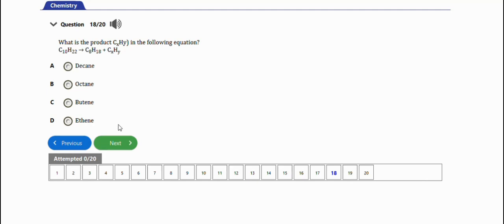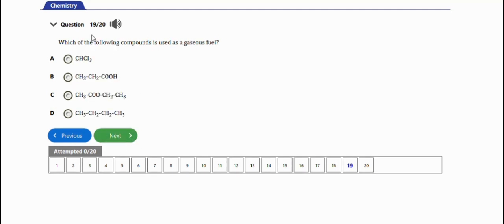That's for this question. Next question says, which of the following compounds is used as a gaseous fuel? So it can be this, it can be this. This one has a carboxylic acid group, no? This one has an alkanol group. So the right answer will be option D. Alright, so that is for this question.